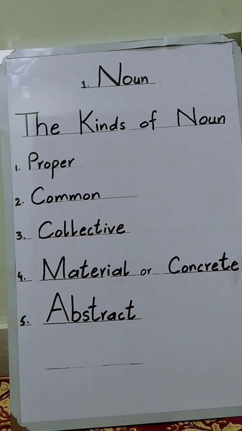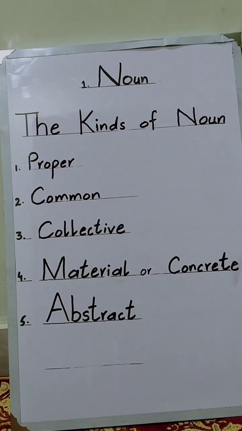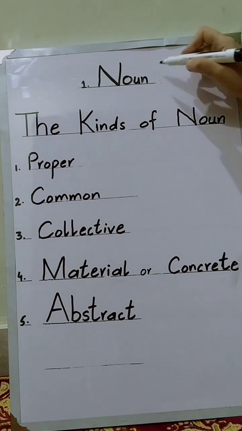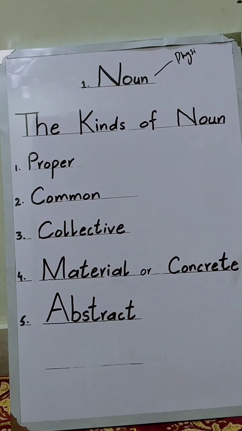The first of the 8 parts of speech is the noun. The noun is used to name things. We call one thing a chair, we call another thing a table, we call another a book, and so on. The thing named by the noun can be a physical thing or a non-physical thing.